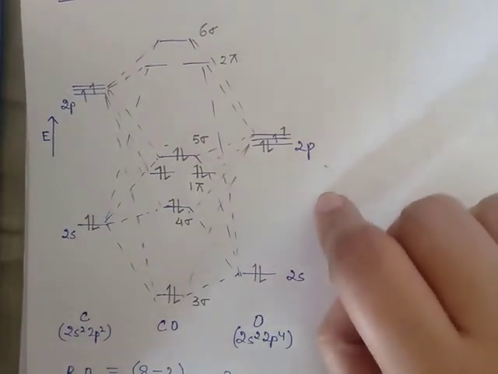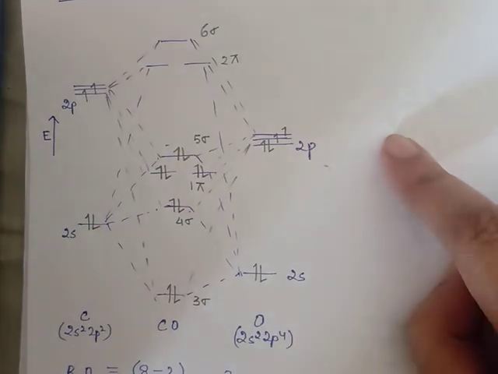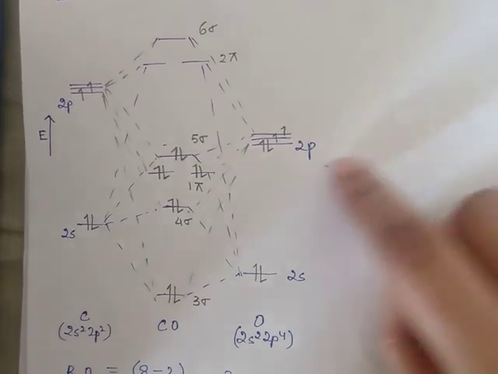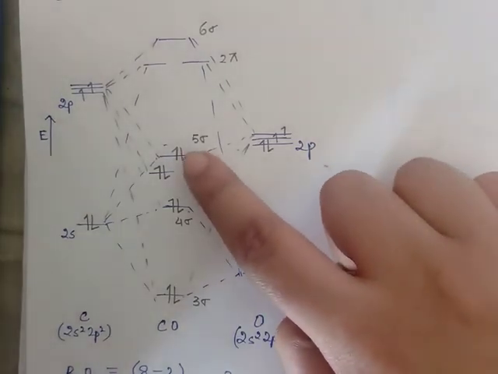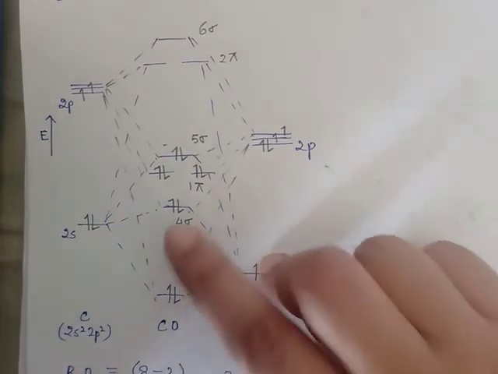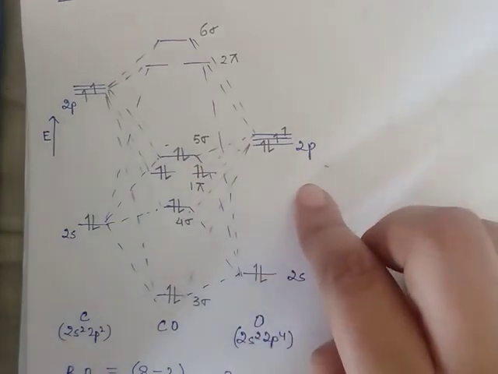Over here, firstly we need to know the bond order. So bond order is number of bonding electrons minus number of anti-bonding electrons divided by 2. So over here the number of bonding electrons is 1, 2, 3, 4, 5, 6, 7, 8. So bond order will be 8 minus 2 divided by 2, which is 3. So the bond order of carbon monoxide is 3.